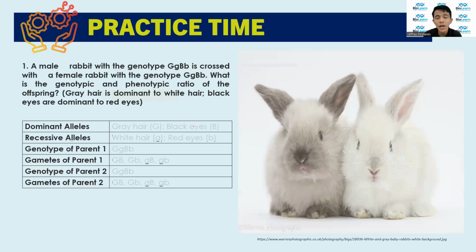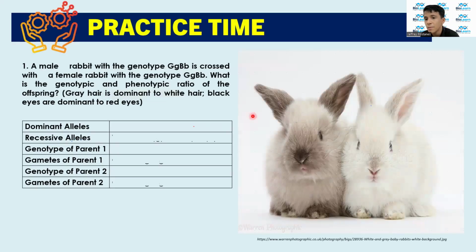Now, let's try to solve some sample problem sets for the hybrid cross. Let's start. A male rabbit with a genotype heterozygous G, heterozygous B is crossed with a female rabbit with a genotype heterozygous G, heterozygous B. What is the genotypic and phenotypic ratio of the offspring? Gray hair is dominant to white hair. Black eyes are dominant to red eyes.